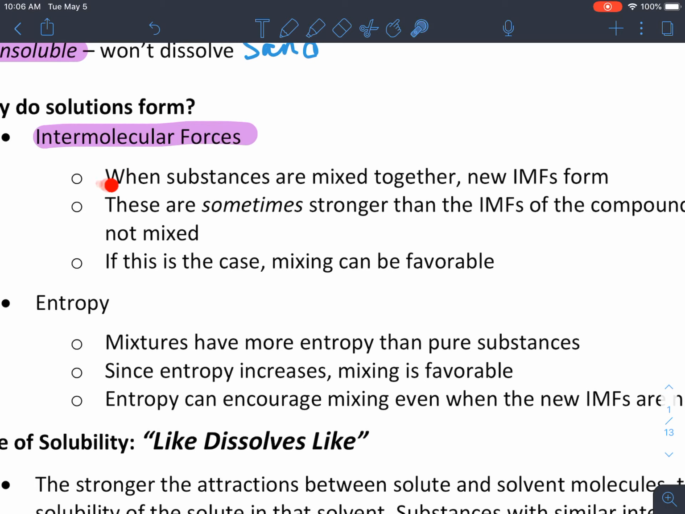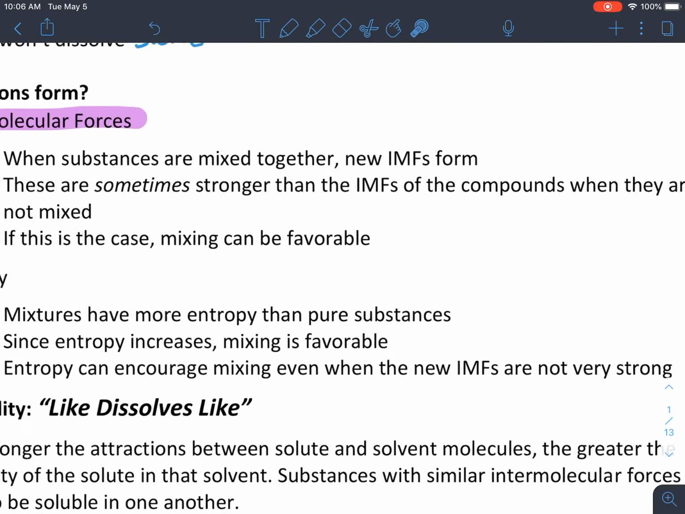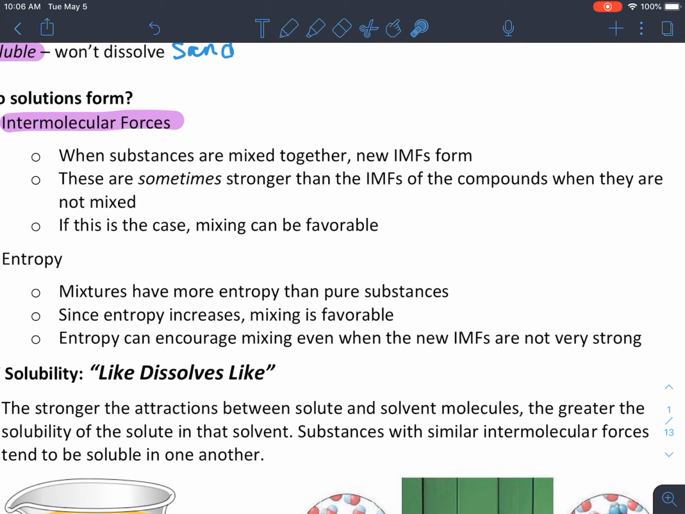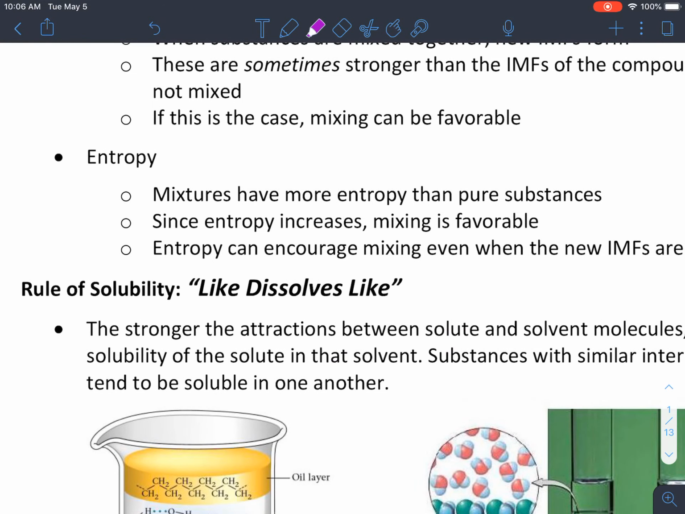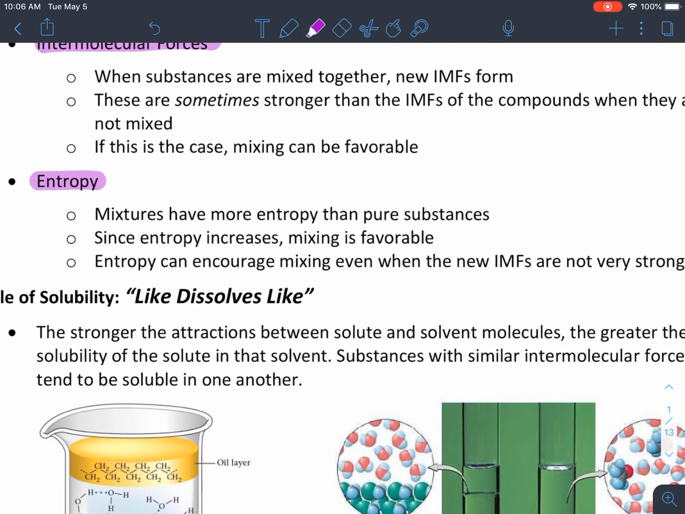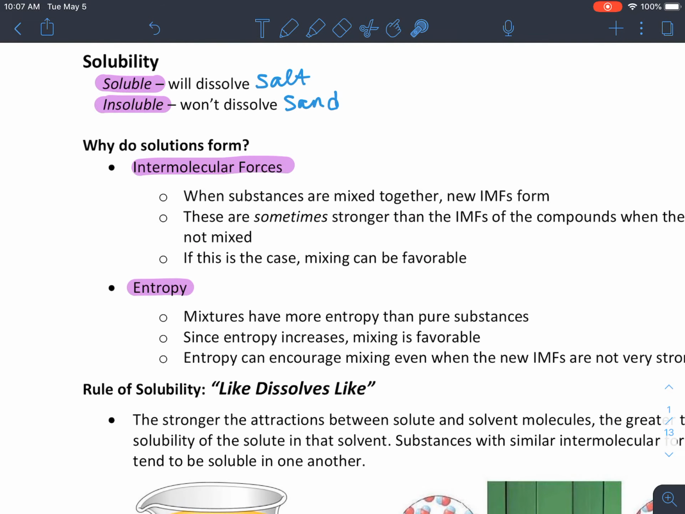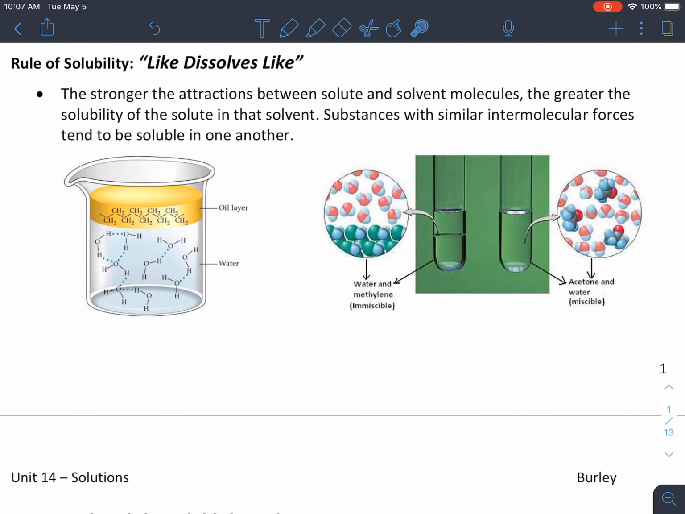When substances are mixed together, new intermolecular forces form. These are sometimes stronger than the intermolecular forces between the original compounds if they aren't mixed. And if this is the case, mixing is favorable. Another thing I want to mention is entropy. Mixtures end up having more entropy than pure substances. So because mixing is favorable, entropy is increasing.